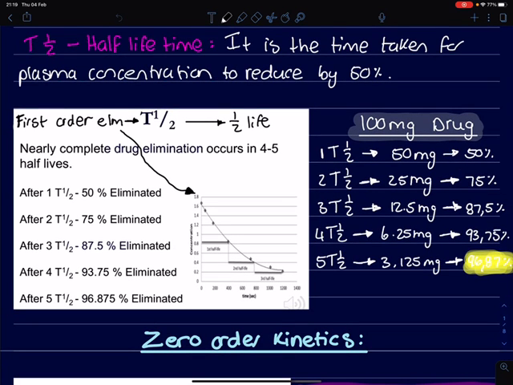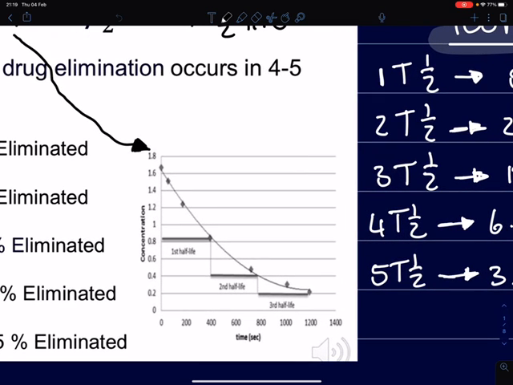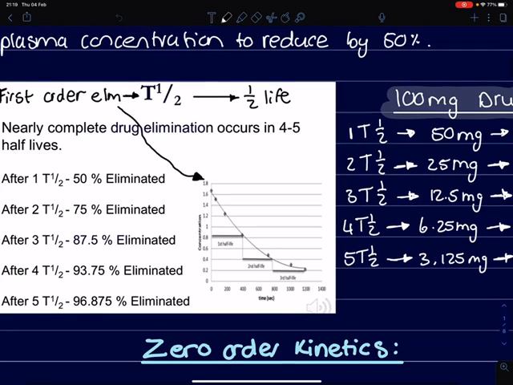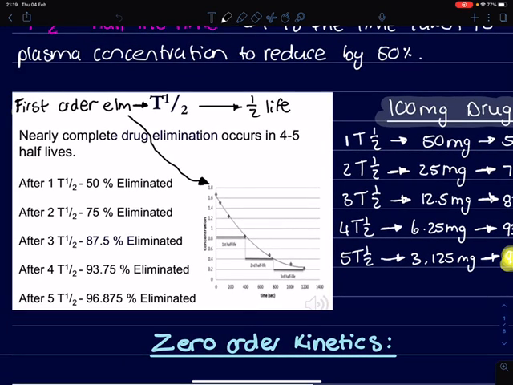Okay, so let's look at our first example of first order elimination. So how do I know this is first order elimination? It's because you can look at the graph, it goes down exponentially. This means it's first order elimination. So what's the definition for first order elimination again? It's a constant fraction of the drug is eliminated per unit of time. So that is first order elimination. It's a constant fraction of the drug is eliminated by the body per unit of time.